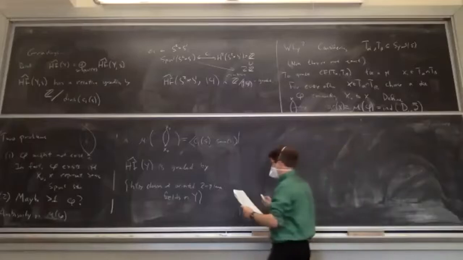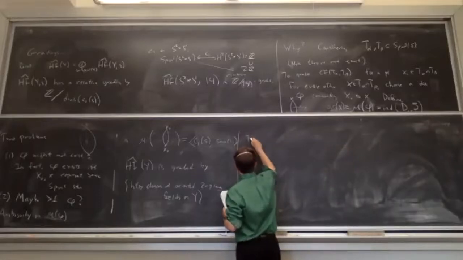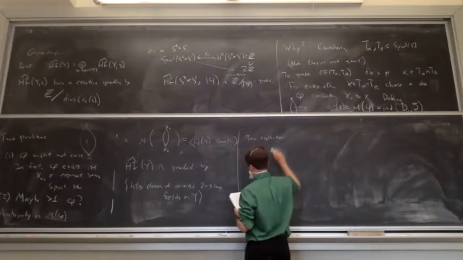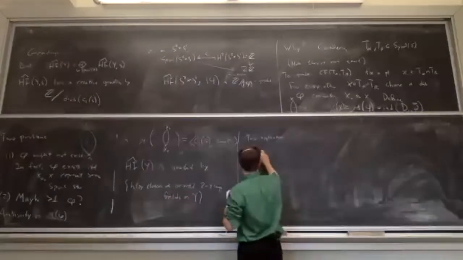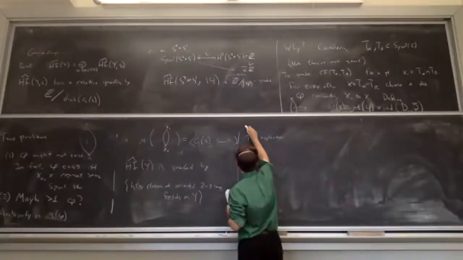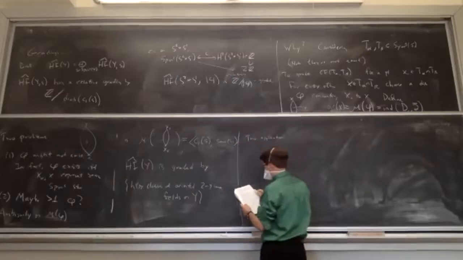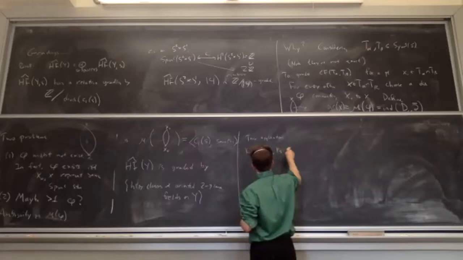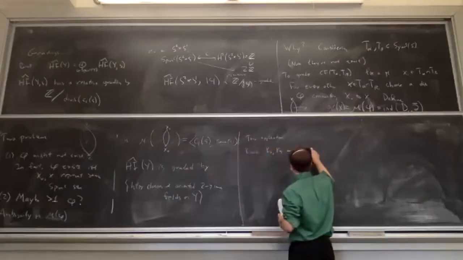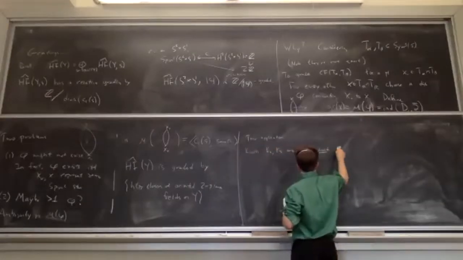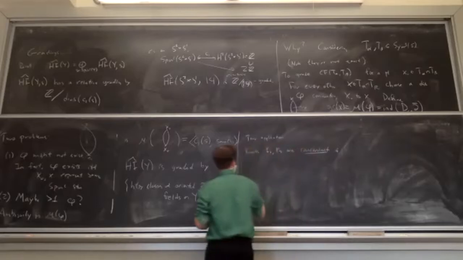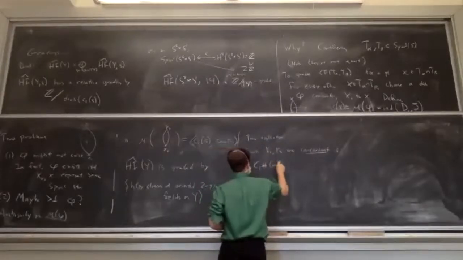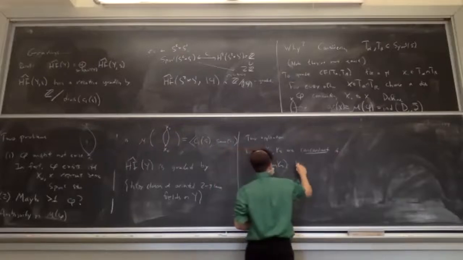So here are two applications. Lots of applications have been to surgery or to concordance. I'll give you one of each. So knots K1 and K2 are concordant if K1 connect sum the mirror of K2, I'll write that as MK2, bounds a disk in the 4-ball.